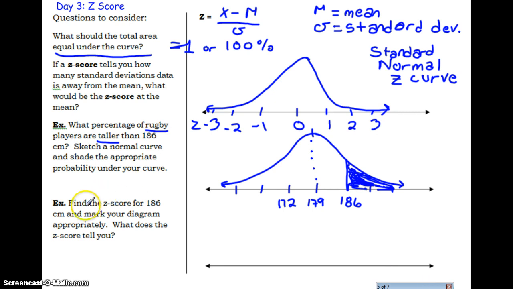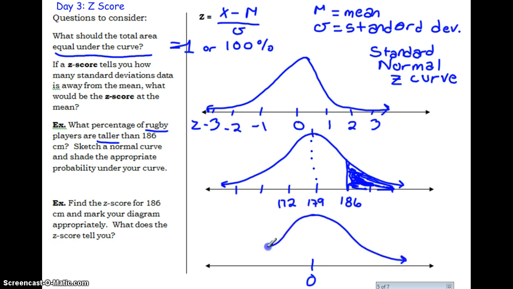Let's take a look at our second example. Find the z-score for 186 centimeters and mark your diagram appropriately. Again, 186 we can tell just from the picture. 186 is right here. So if my 179 is right in the middle, that would be a z-score of 0. And again, I'll try to draw the best that I can.